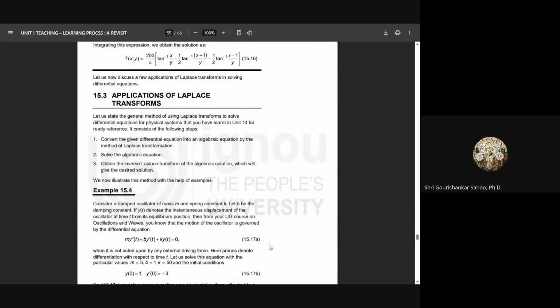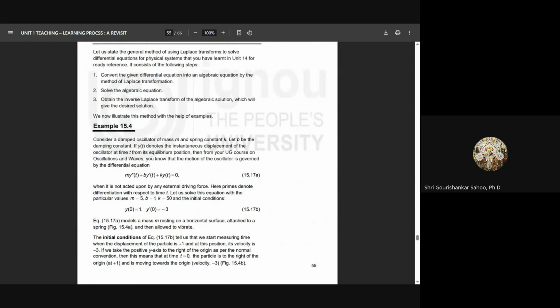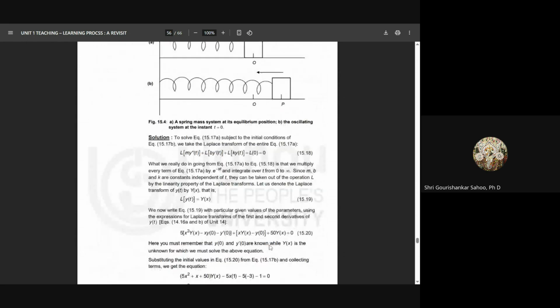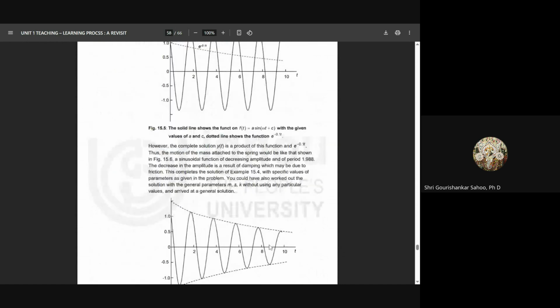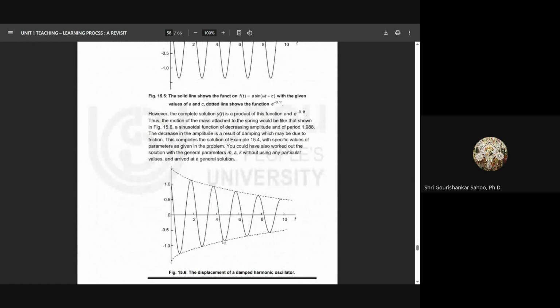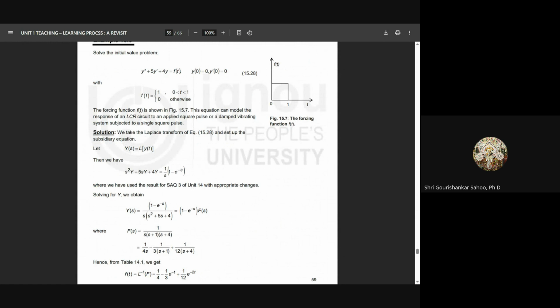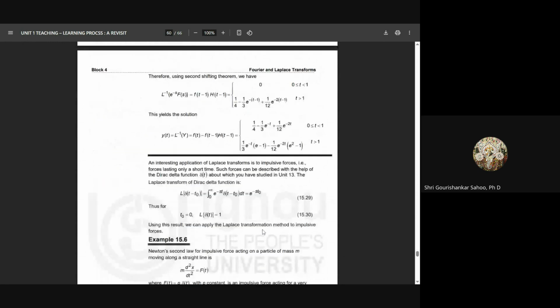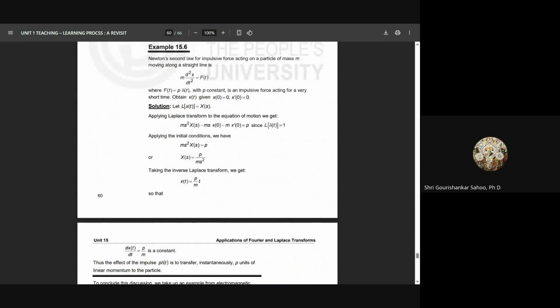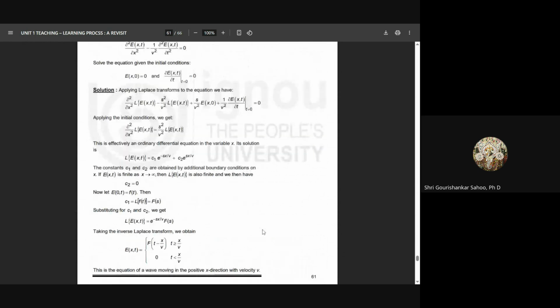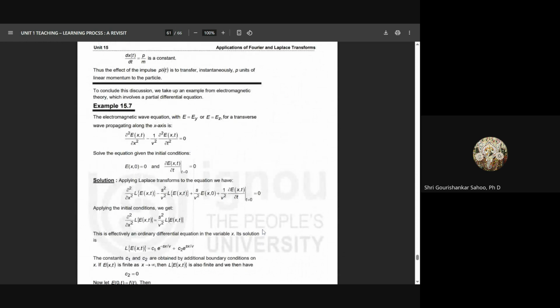And similarly, a Laplace transform can be used in many physical situations like damped oscillation. You can see here, this is the solid line, then displacement of a damped harmonic oscillator. Then it is also used in LCR circuit. Laplace transform is used in the equation of motion in Newton's second law, m d square x by dt square is equal to f of t. Then by Laplace transformation, you can have electromagnetic wave equation for a transverse wave propagating along the x-axis.